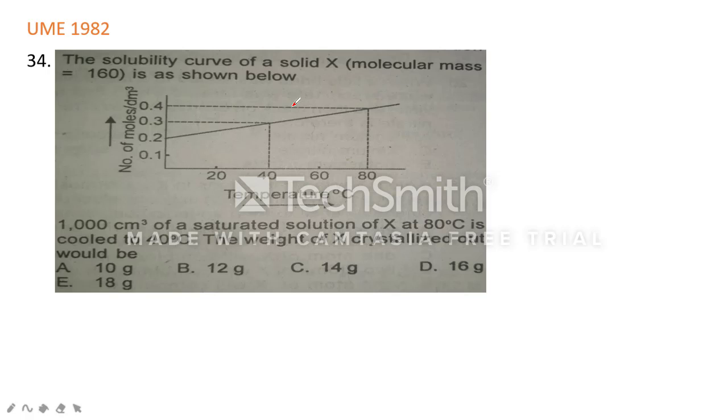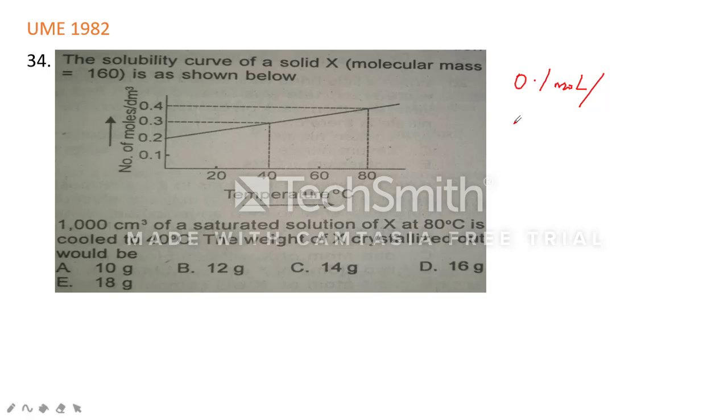Therefore, it will deposit the difference between these, which is going to be 0.1 mole. So we've got 0.1 moles now. It has deposited 0.1 moles, of course. That is what would have crystallized out of it, which is 0.1 mole.